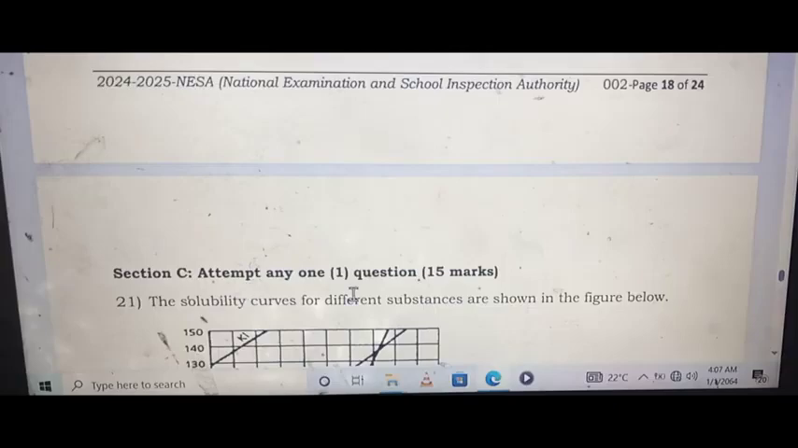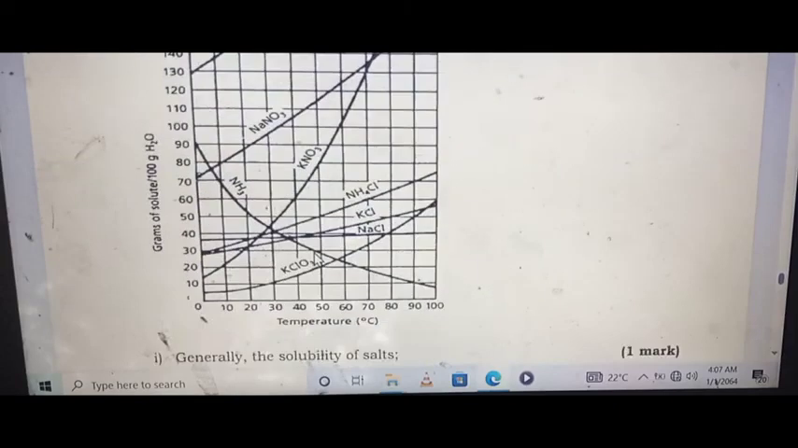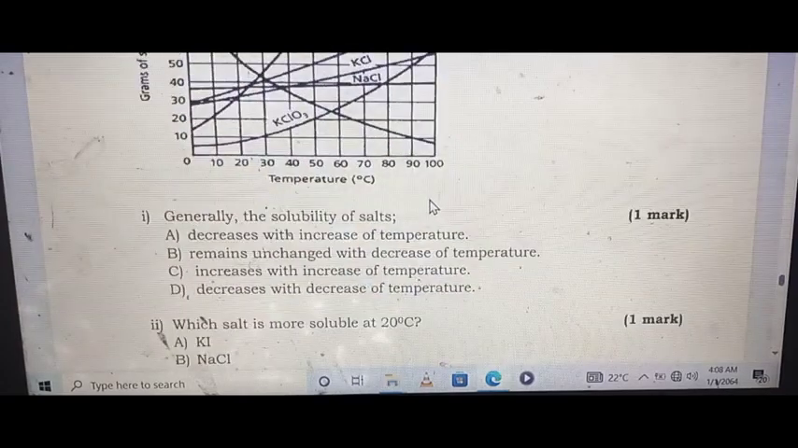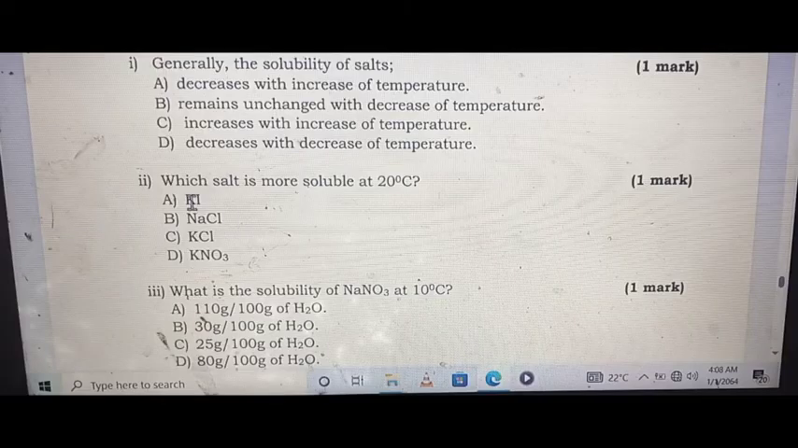Attempt any one question. Question 21. Solubility curves for different substances are shown in the figure below. 1. In general, the solubility of salt. The correct answer is letter C. Increases with increased temperature. 2. Which salt is more soluble at 20 degrees Celsius?